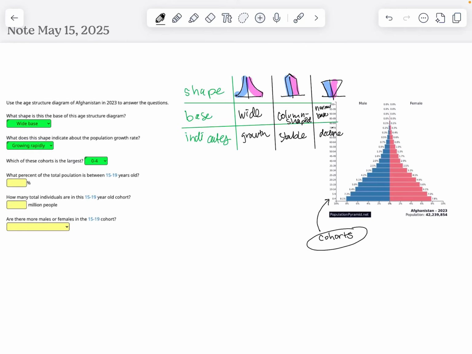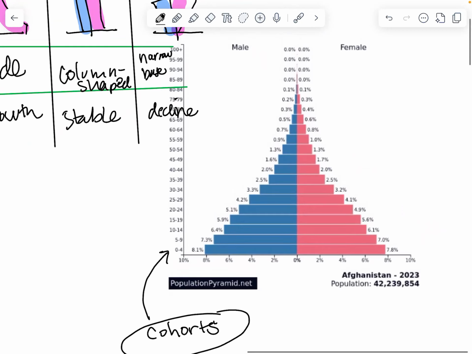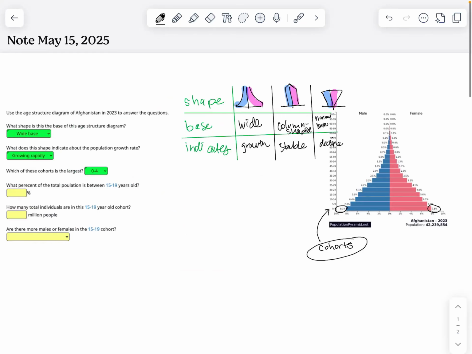And on these graphs, when you're looking at them from populationpyramid.net, you can also see their percentages. So you could see that, for instance, for 0 to 4-year-olds, there are more males than females. This is 8.1% of the population versus 7.8% of the population. You'll be asked questions about that.